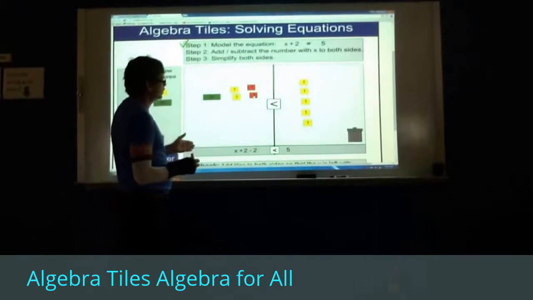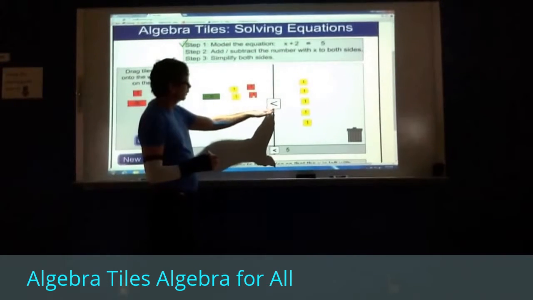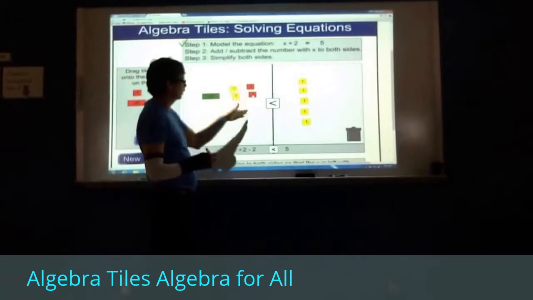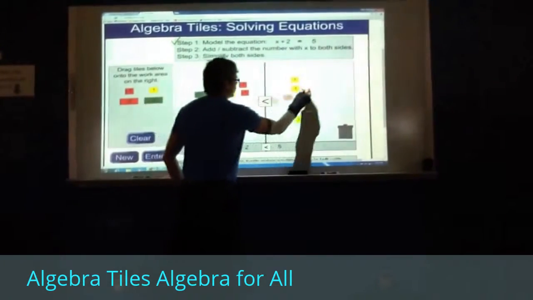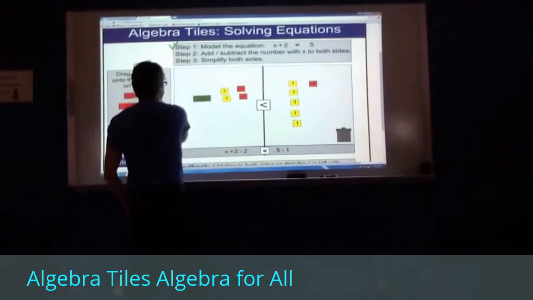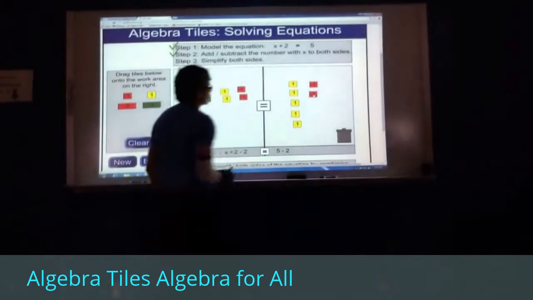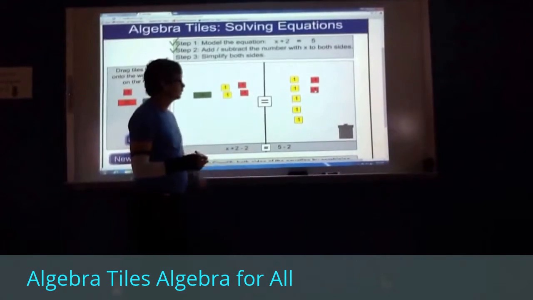But to keep my equation balanced, notice now it's no longer balanced. This side is smaller because I deducted 2 off of it. To get it back to balance, I have to do the same thing to the right-hand side of the equation. So now it becomes balanced again.